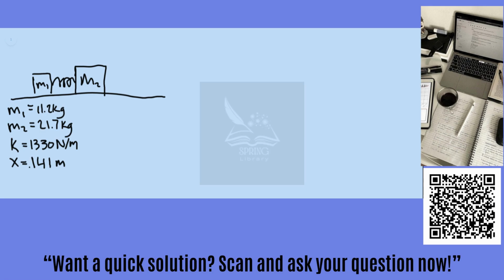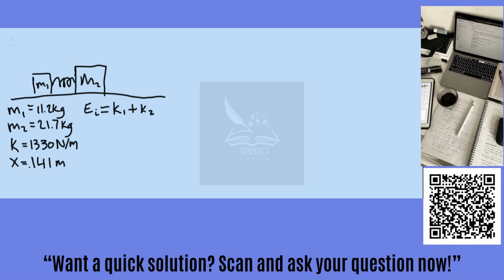All right, here we go. How I would like to solve this problem is we know that the initial energy in the system is going to be all stored in the spring. As the spring is released, it's going to give energy to each of these boxes in the form of kinetic energy. So initially, we have some potential energy stored in the spring, and in the end, that is going to be equal to the kinetic energy of the first box plus the kinetic energy of the second box.